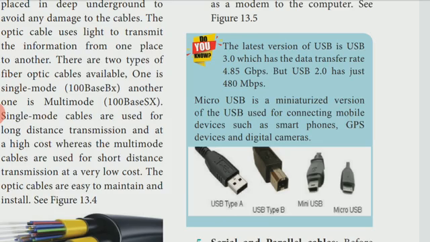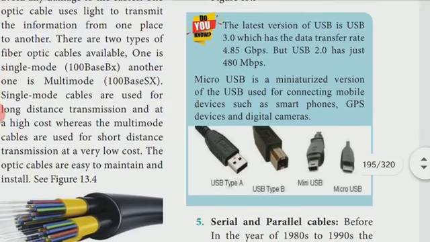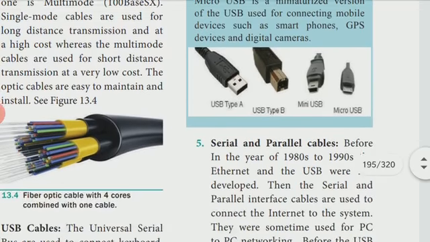We also have the micro USB now, which is used in our mobile phones to charge and to transfer the data between mobile phones and computers.